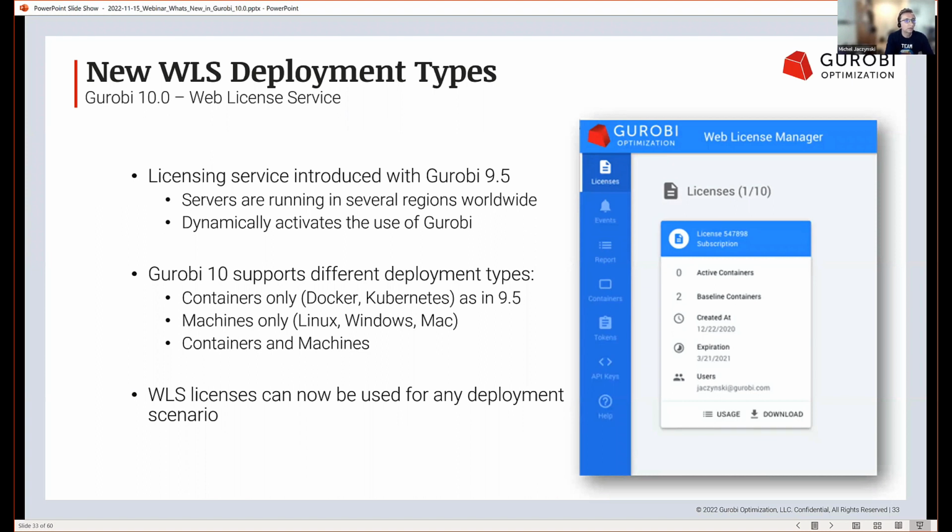So in Gurobi 10, we support different types of deployment. We support containers such as Docker and Kubernetes environments, as we did in 9.5. But we have also added the capability of running on machines. So we can use this license type on Linux, Windows, and Mac. And you can even have some types of licenses where you can use containers and machines at the same time. So in conclusion, this web license service can now be used in different deployment scenarios as long as you have connectivity over the internet.